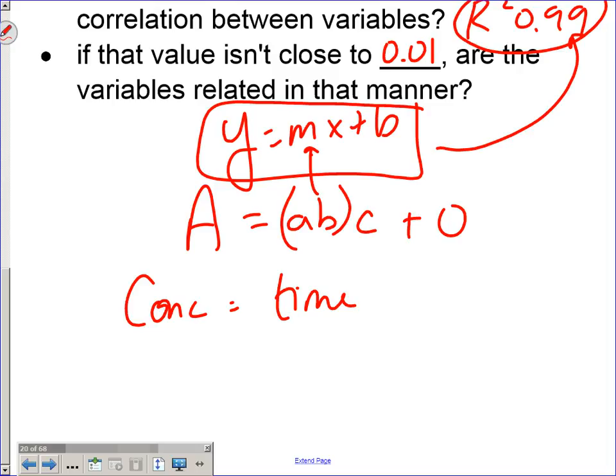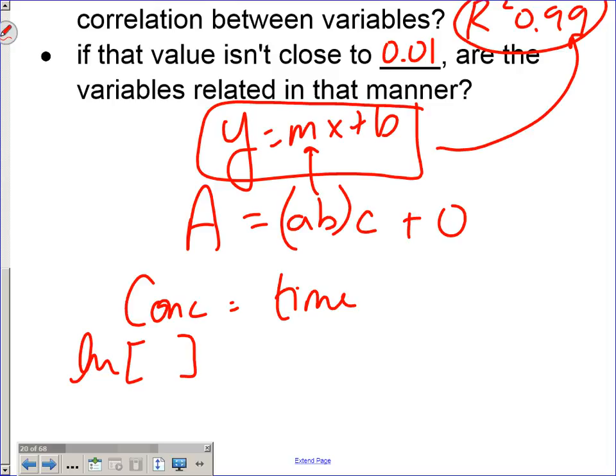Sometimes we have to modify concentration. It's not just concentration. It's not just molarity. It's the natural log of the molarity versus time. And then we can even modify more. We could do the log of the concentration versus time. We could do 1 over the log or 1 over the concentration. We can modify this mathematically as much as we want.